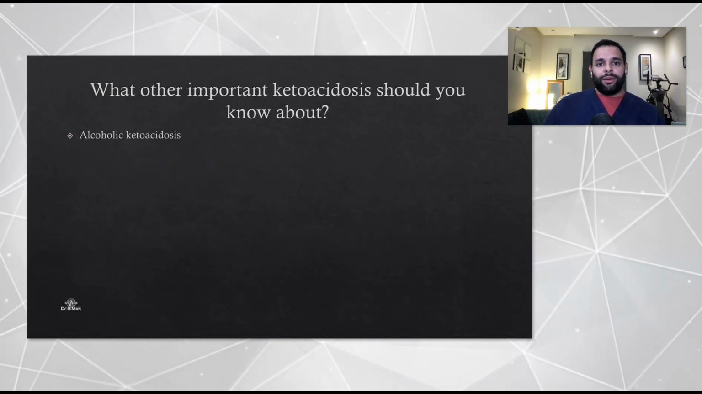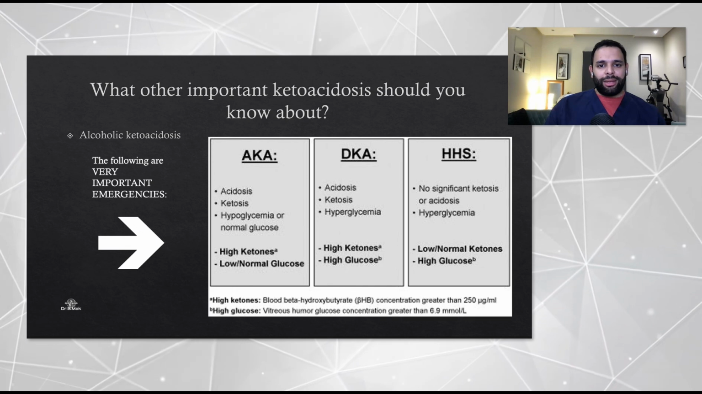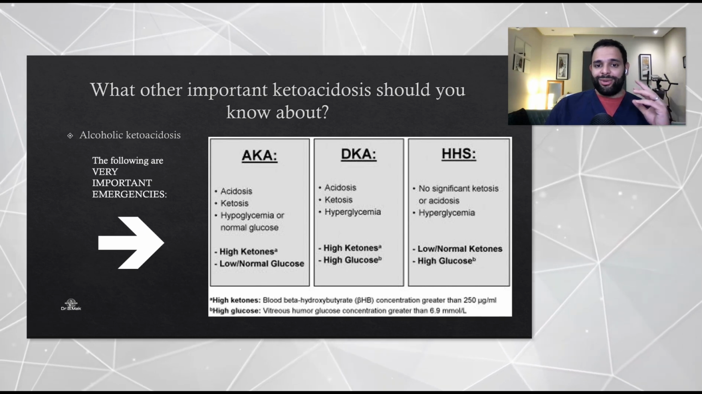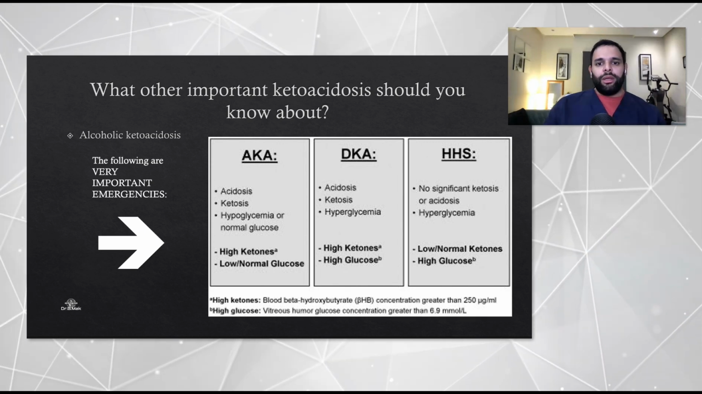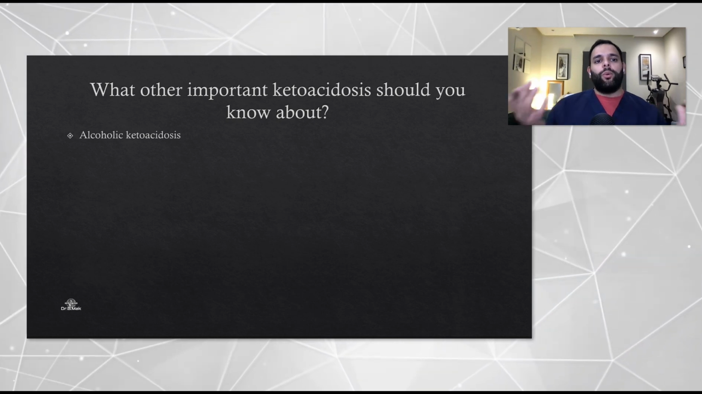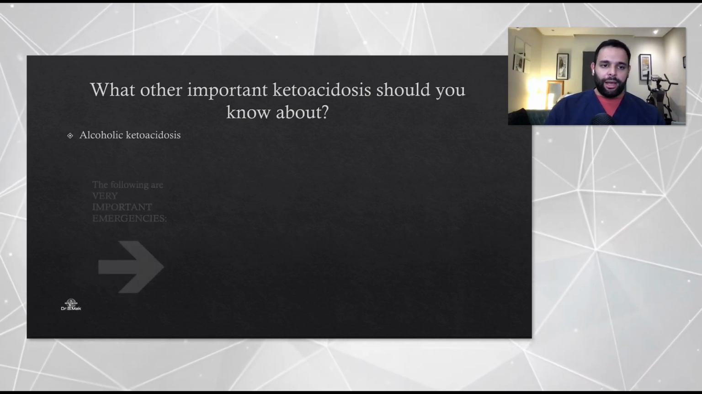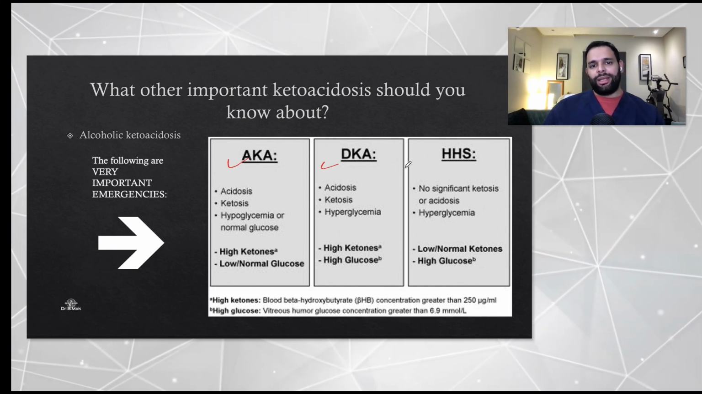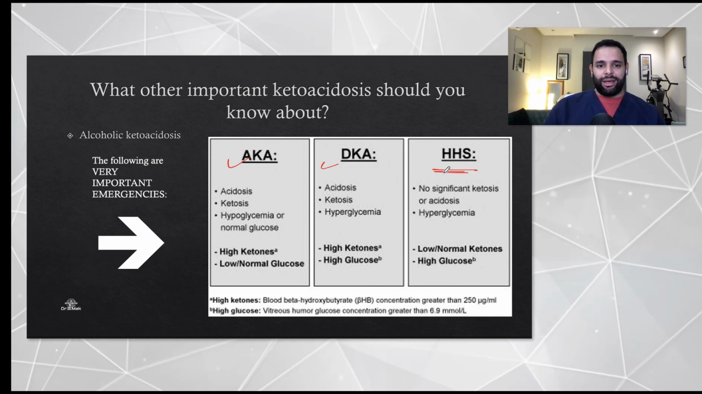What other important ketoacidosis should you know about? Just to reiterate, alcoholic and diabetic ketoacidosis and hyperglycemic hyperosmolar state can also have a ketoacidotic content because they can have low to normal ketones. So, what other important ketoacidosis should you know about? That would be alcoholic ketoacidosis. The following are very important emergencies. So alcoholic ketoacidosis and diabetic ketoacidosis, and a non-ketotic state, but also related to diabetes, the hyperglycemic hyperosmolar state.